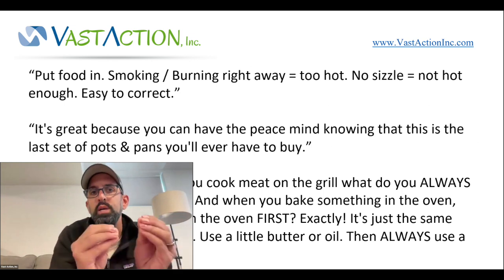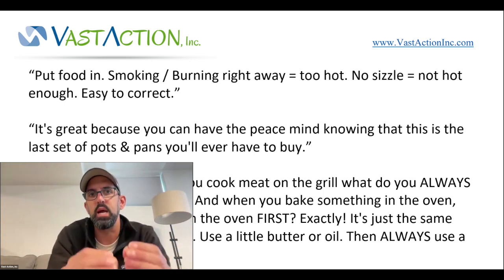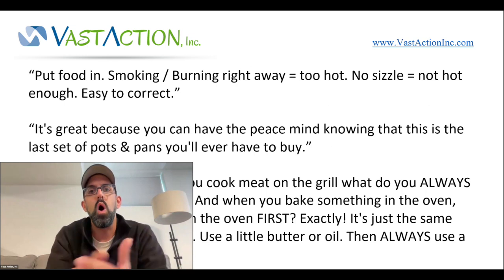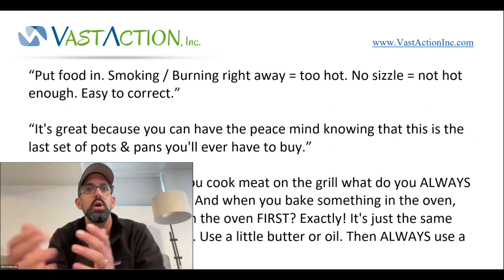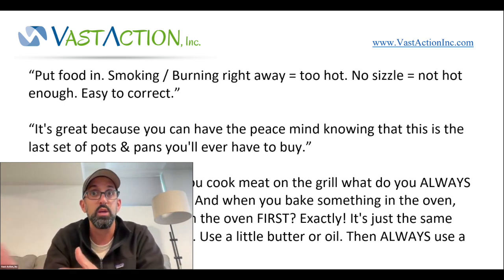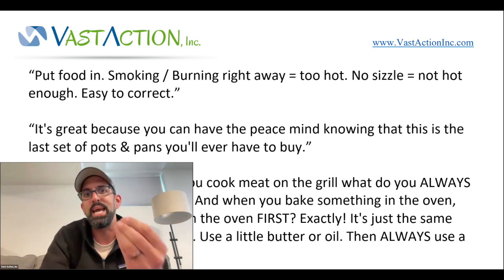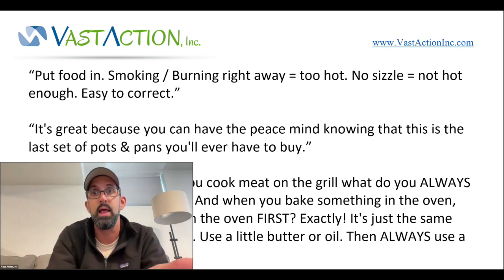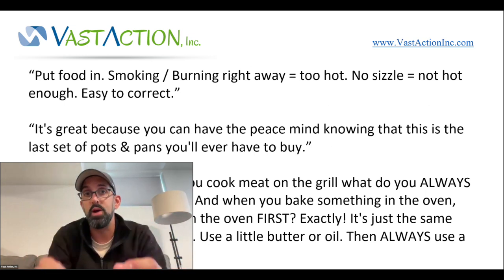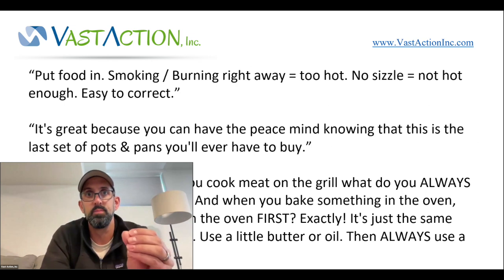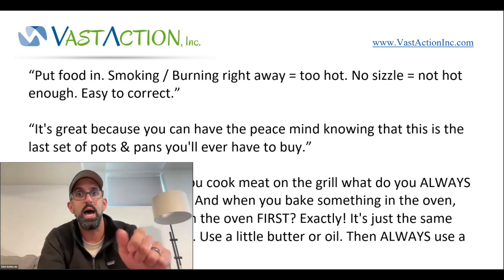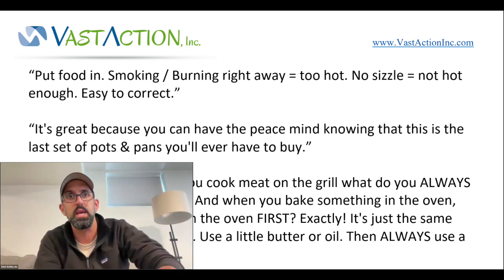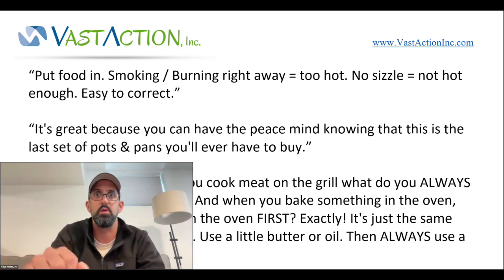What do you always do with your grill before you put meat on the grill, JC? Right, you preheat it. And what do you always do with your oven before you throw a cake or a frozen pizza in the oven? You always preheat it. It's the same thing with your new pots and pans. You always preheat them. You want to get them nice and hot. And how do you know they're hot enough? You're looking for the sizzle. If stuff smokes and burns, it's too hot. Just lift it up for a few seconds, let it cool down for a minute, and then put it right back on the heat. And you can turn that heat down a little bit.